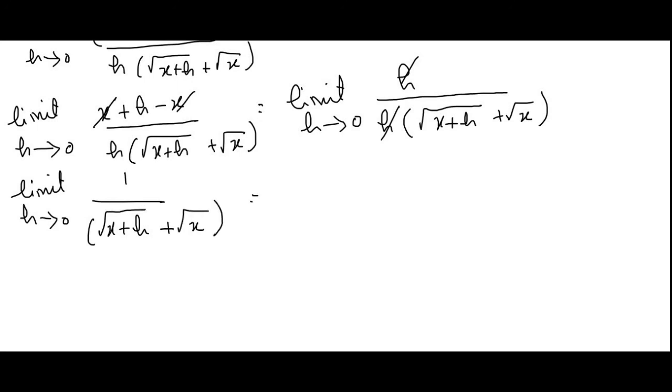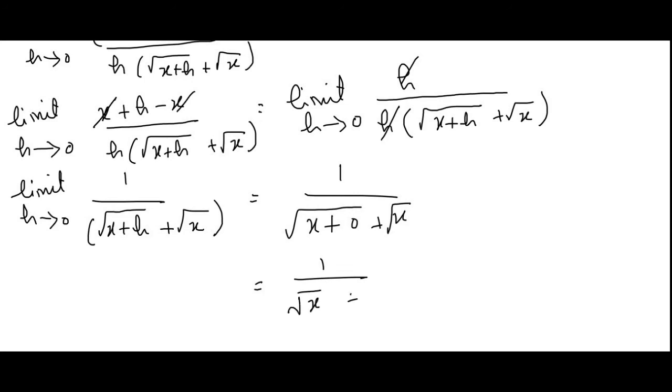Now applying the limit we get 1 over root of (x plus 0) plus root x, 1 over root x plus root x is equal to 1 over 2 root x, and this is your answer.